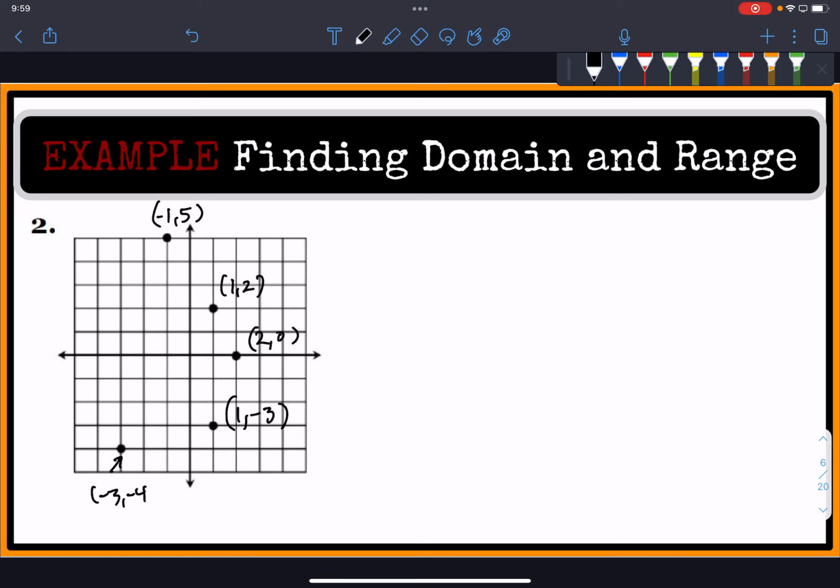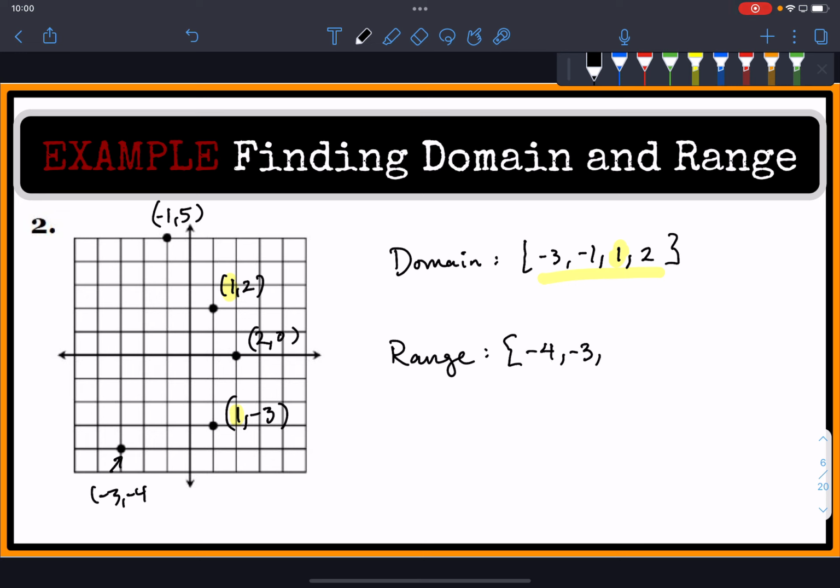So by figuring out the coordinates of these 5 points that create this relation, we can identify the domain as -3, -1, 1, and 2. Notice that 1 is being used twice, so I'm only going to write it once. There's no reason to write the number twice since it's being repeated. And my range is -4, -3, 0, 2, and 5.